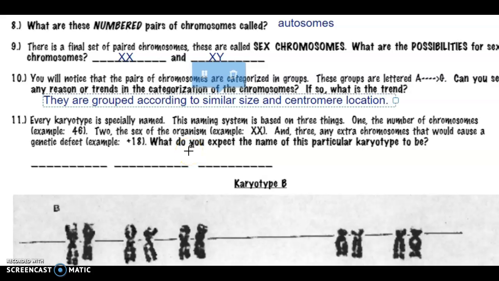Number 11 says every karyotype is specially named. The naming system is based on 3 things. One is the number of chromosomes, such as 46. Two is the sex of the organism, XX or XY. And three is any extra chromosomes that would cause a genetic defect, such as plus 18 if it were trisomy 18. So what would we expect this one to be named?